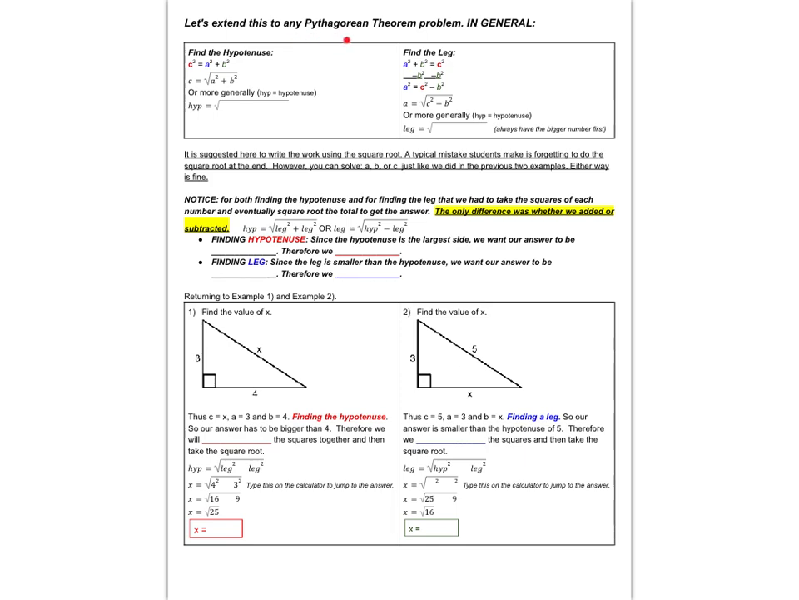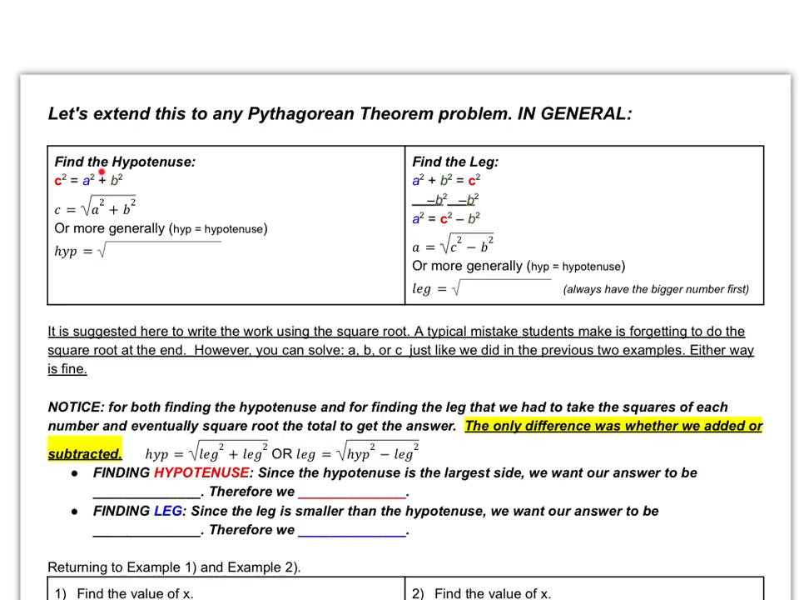So let's extend this Pythagorean theorem in general. If you want to find the hypotenuse, remember you're looking for c squared equals a squared plus b squared. My goal is to get c by itself. If I want to solve for c here, all I need to do is take the square root on both sides, and that gives c. So notice in general then, c is equal to the square root of a squared plus b squared.